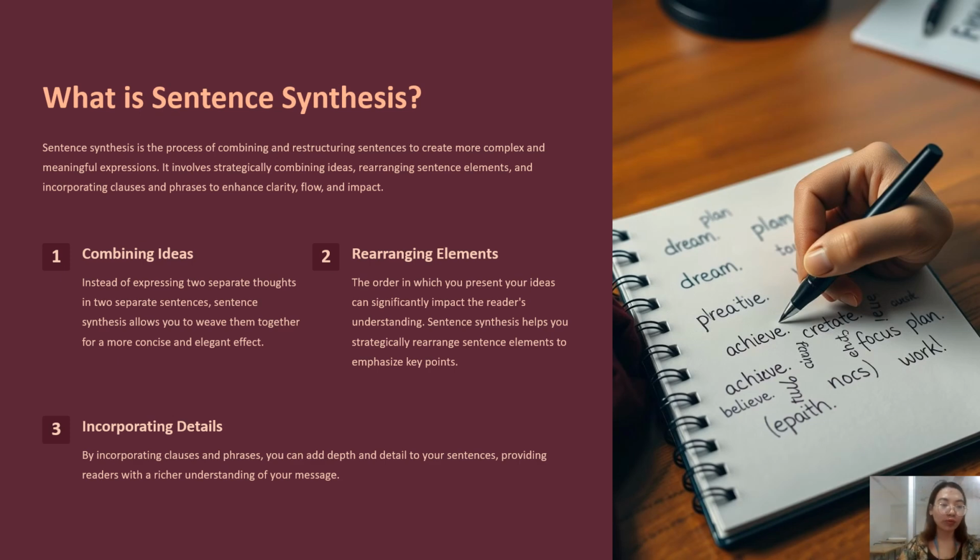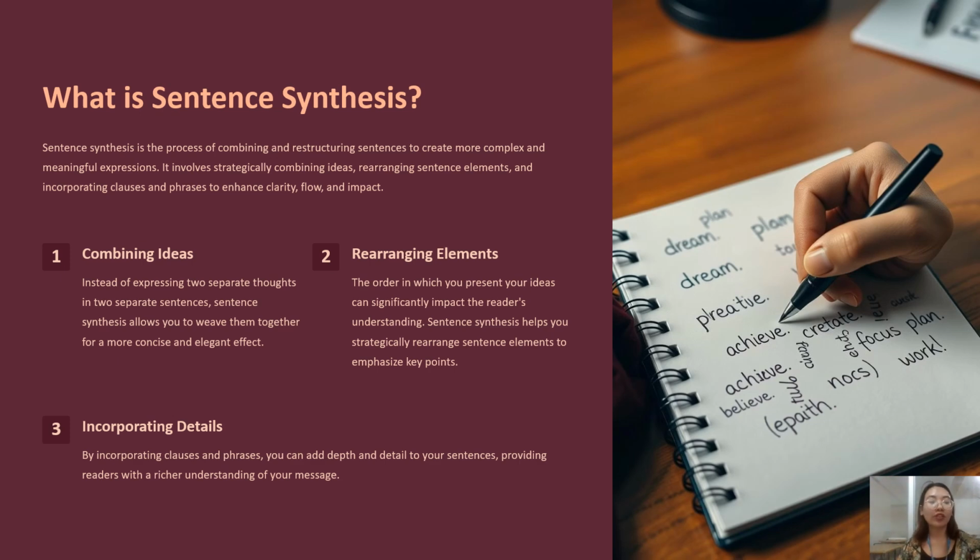The next one will be expand with relative clauses. So here we need to add extra information about the subject using who, which, that, and so on. So here the original one will be, I met a teacher. For example, I met a teacher. Here in detail we need to write like, I met a teacher who inspired me to love science.